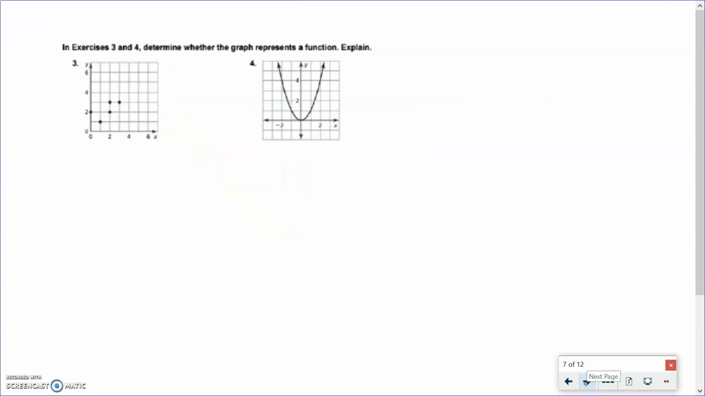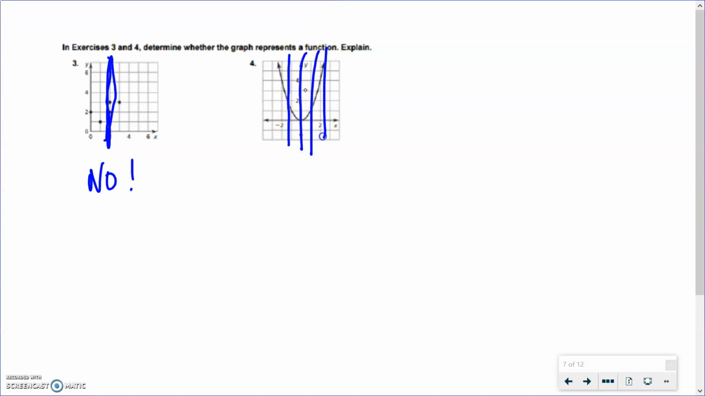So for example, on this first one, number 3, if I drew a vertical line, I want to try and get it through as many points as possible, and I see that if I draw it right here, that goes through 2 points. So that is no, it does not pass the vertical line test. But no matter where I try on this graph here, I can draw a vertical line, and it's only ever going to go through 1 point at a time. So yes, this would be a function because it passes that vertical line test.